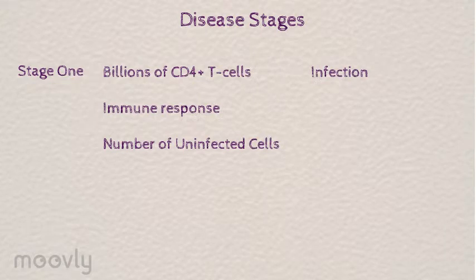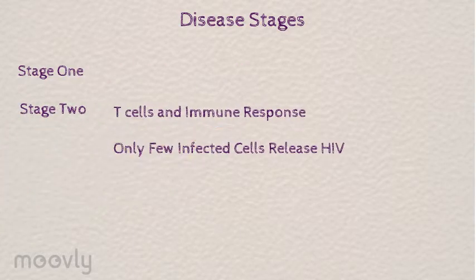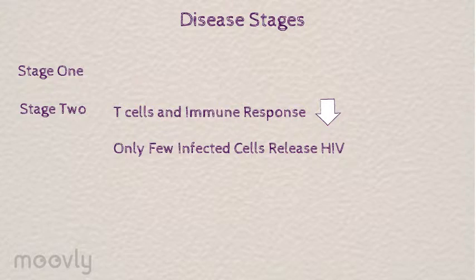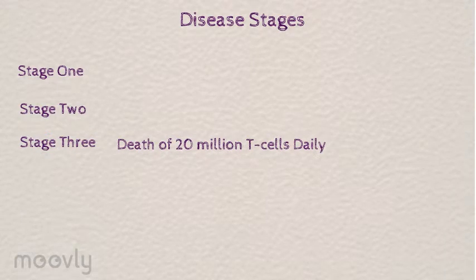There are 3 stages of the HIV infection process. In stage 1, within a few weeks, billions of your CD4 T cells will become infected. Your immune response and number of uninfected cells will decrease, resulting in an asymptomatic progression. In stage 2, the number of T cells, along with your immune response, will continue to decline. Only a relatively few infected cells release HIV, although many contain viruses in latent form. In the 3rd stage, the infection has advanced to the point where nearly 20 million T cells die per day.